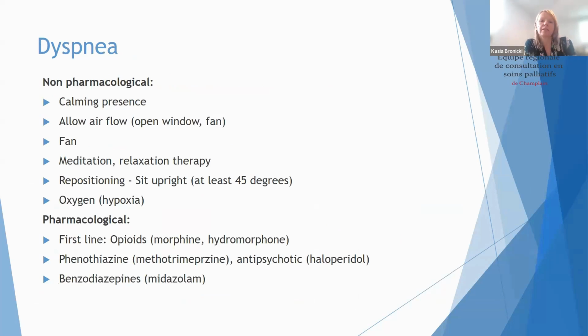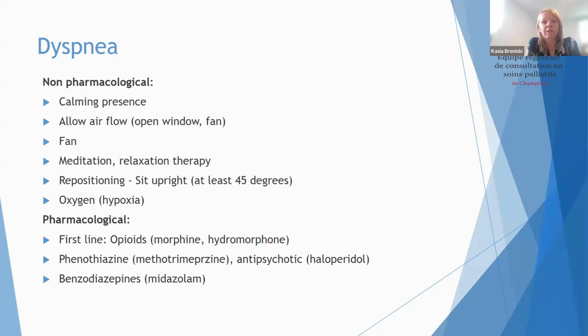So dyspnea is a subjective experience of feeling short of breath. Typically, if somebody was dyspneic before their end of life period, let's say related to lung disease, then we expect that may continue in their end of life phase. If they weren't dyspneic before, then it's really unclear, but we may not anticipate that to be a change that happens.